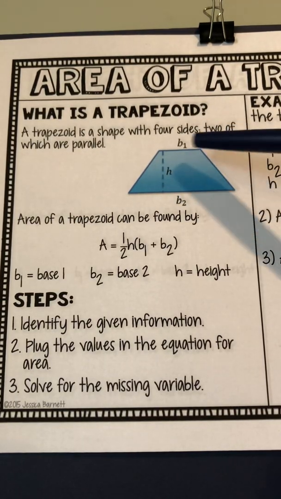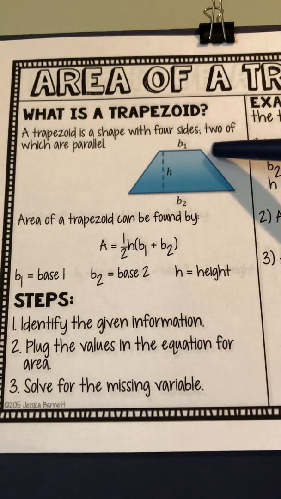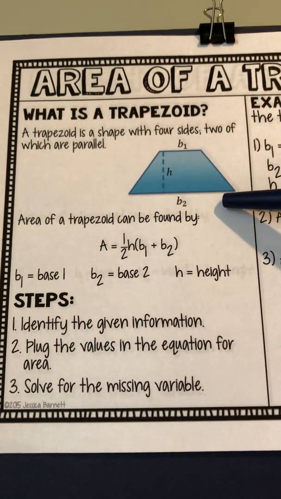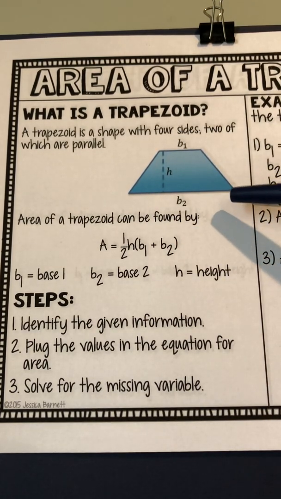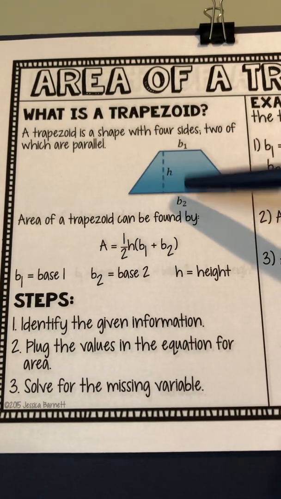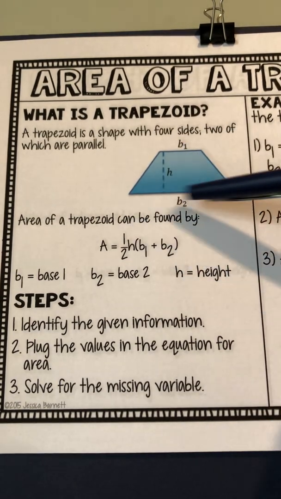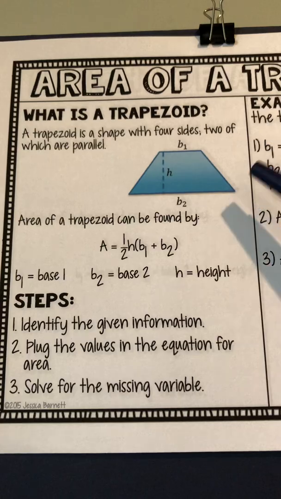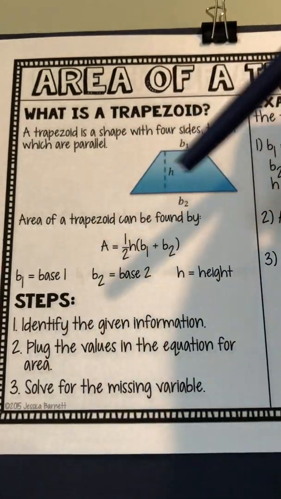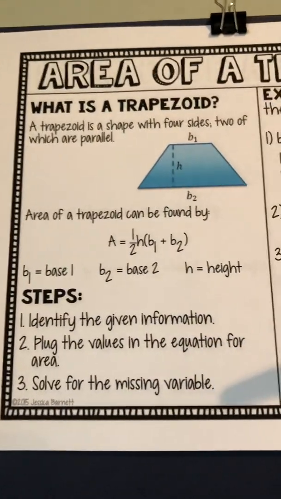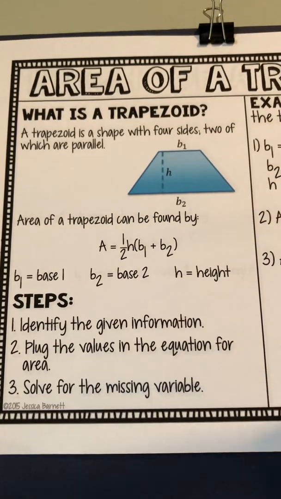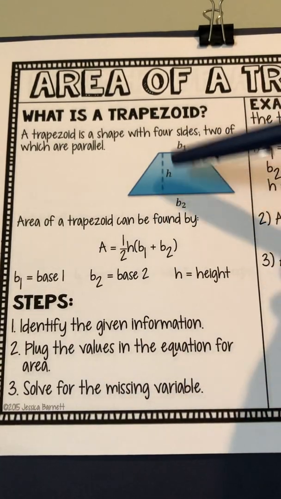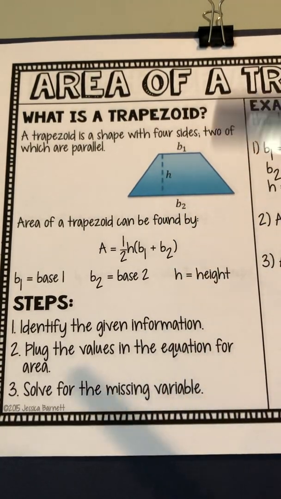2 of the sides are parallel. So the base 1, the top base, and base 2, the bottom base, those are parallel. These are interchangeable. You could call that 1 and 2, that doesn't matter, but they have to be parallel, okay? These sides, they're going to intersect at some point in time. So they are not parallel. So just one pair of parallel sides and a height that is perpendicular to the base, okay?